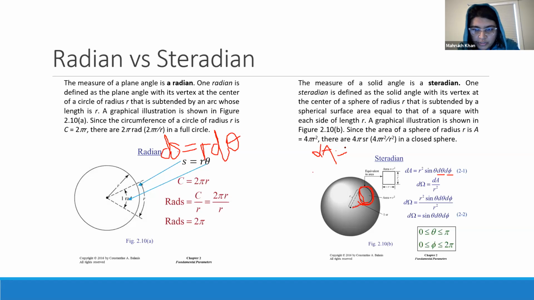is equal to R d theta and R sine theta d phi. Is it clear?